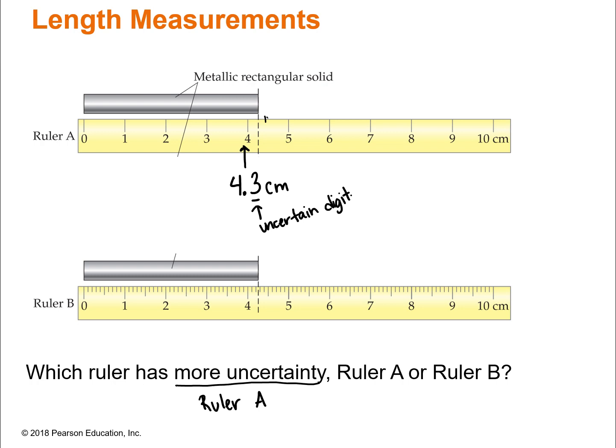With ruler B, we've got centimeters, and these little tick marks are millimeters. So that means that we can say with certainty that we've got 4.2. And now I'm guessing this last digit, and it's somewhere between the second tick mark and the third tick mark. I'm just going to call it 4.25 centimeters, where that 5 is my uncertain digit.